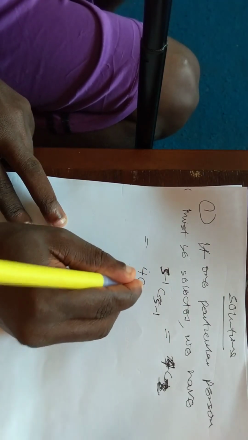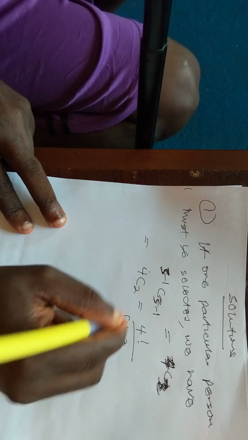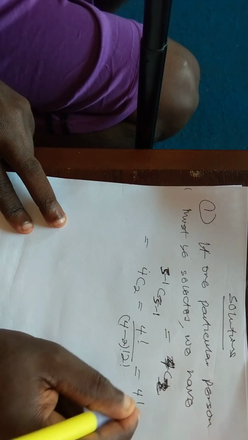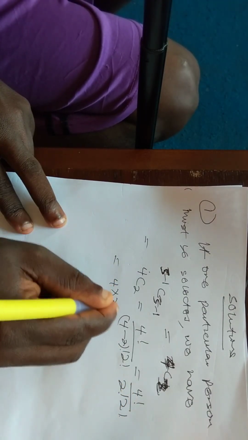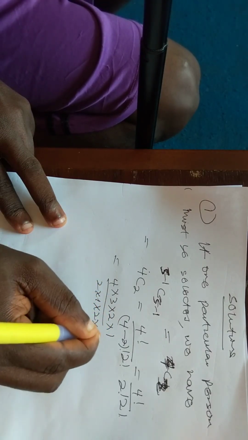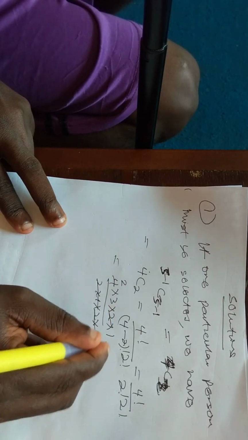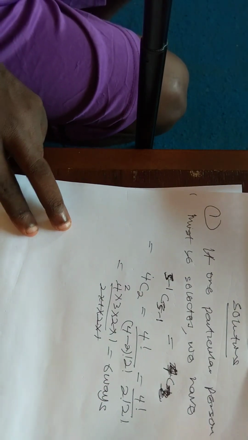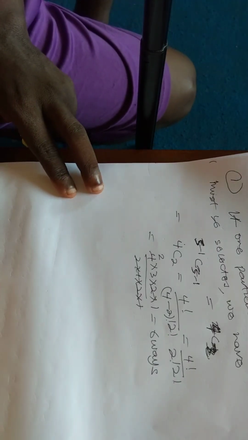So 4 combination 2 becomes 4 factorial over 4 minus 2 factorial times 2 factorial, which is 4 factorial over 2 factorial times 2 factorial, 4 times 3 times 2 times 1 over 2 times 1 times 2 times 1. So this cancels this, then this cancels this. Here we have 6 ways.